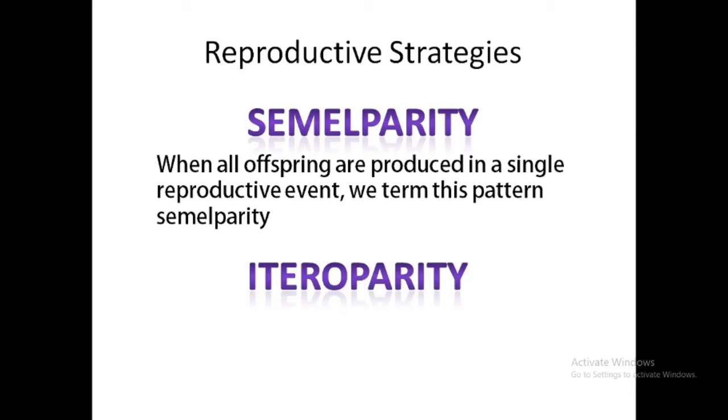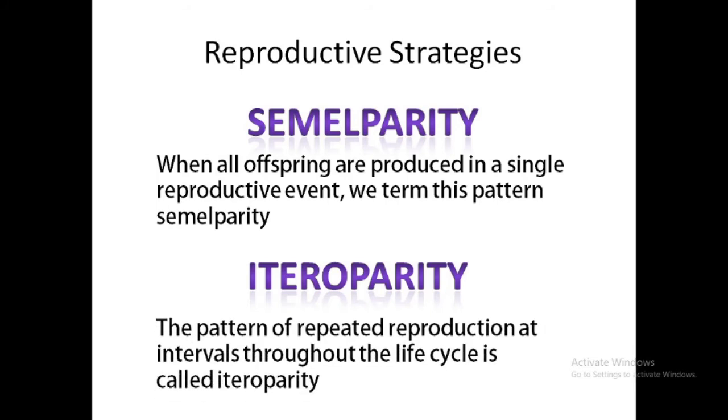The second strategy is iteroparity. Iteroparity is when an organism reproduces repeatedly throughout its life cycle. That is called iteroparity.